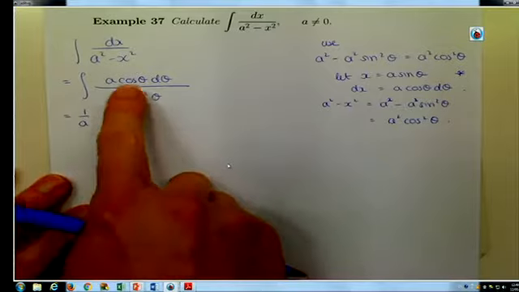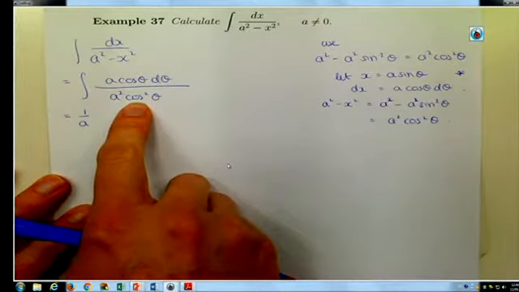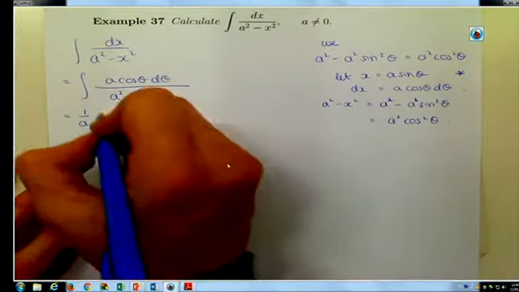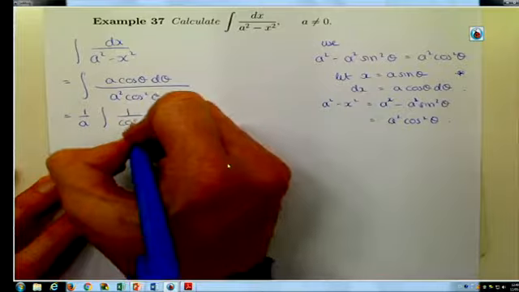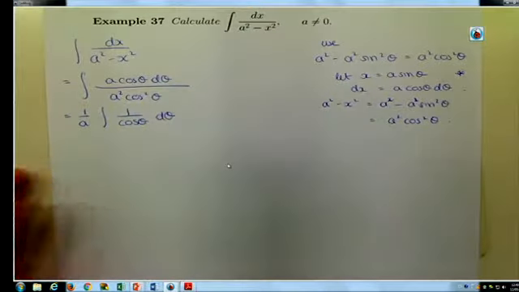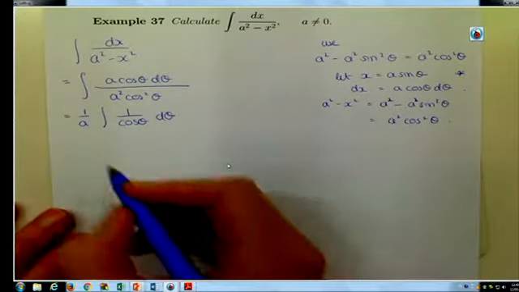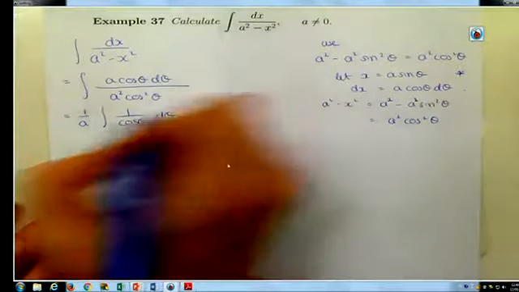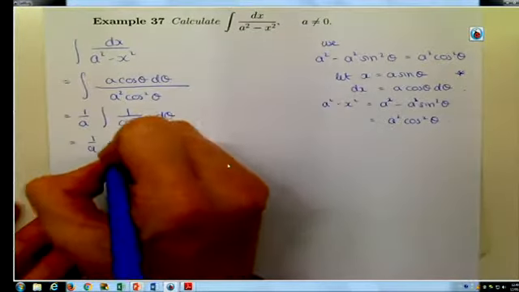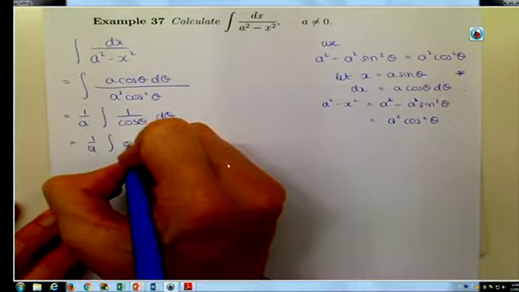Okay, now here I've got a cos and a cos squared, so one of those will cancel out, and I'll just get left with 1 over cos theta d theta. Now 1 over cos is the same as sec, right? So this is 1 over a, whoops.